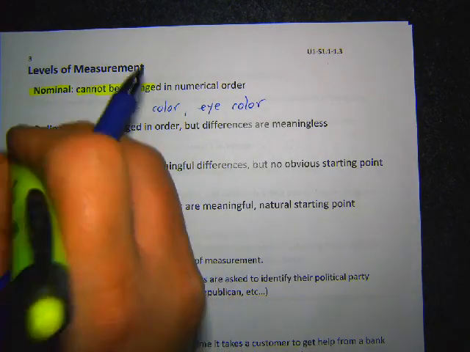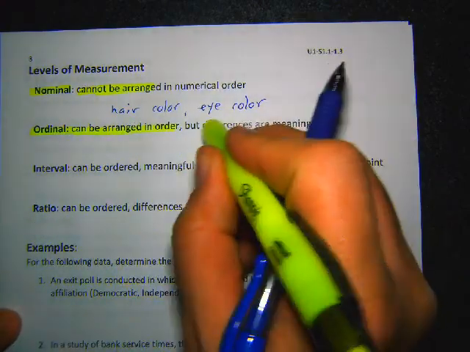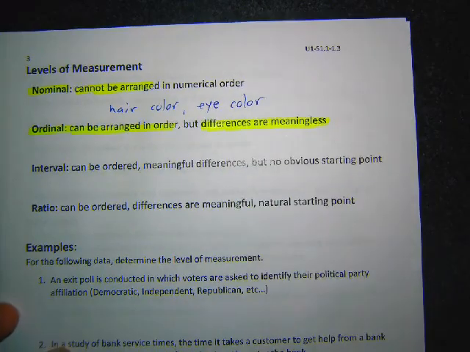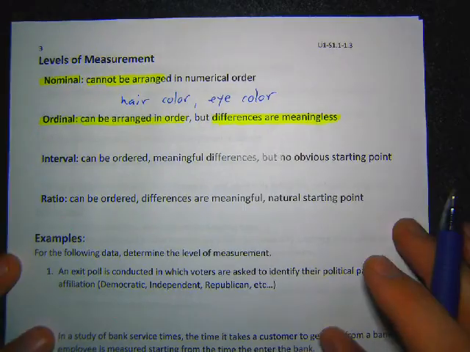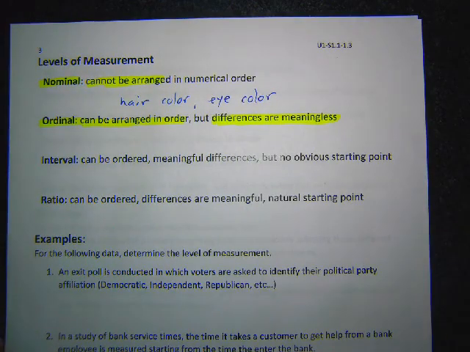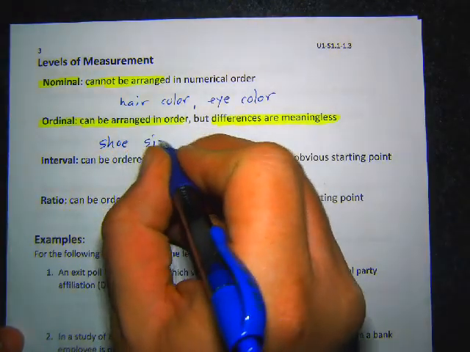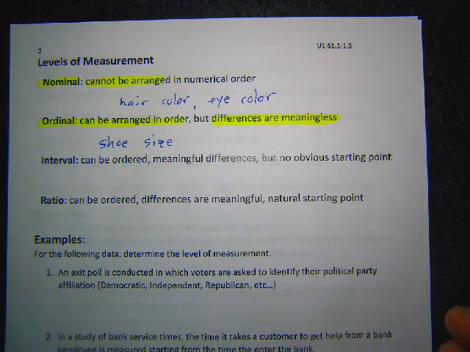Next step up would be ordinal. Ordinal data can be arranged in order, but differences are meaningless. So you can put things in order, but you can't find the differences between them. It doesn't make any sense. Maybe an example would be shoe size, right? We talked about shoe size earlier. You can order shoe size from smallest to biggest, right? But differences don't really make sense. Like size 10 minus size 9, what's the difference between those?